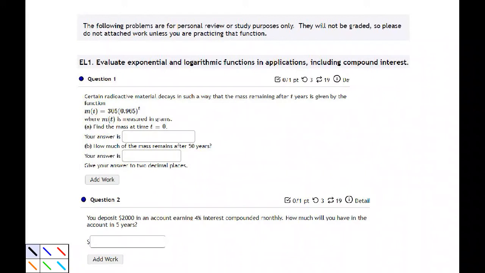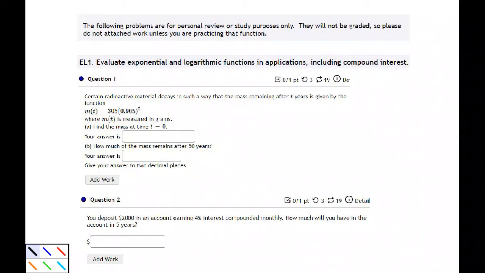after t years is given by the function m of t equals 305, parentheses, 0.965, close parentheses, to the t power, where m of t is measured in grams. Part A for this question says, find the mass at time t equals 0.